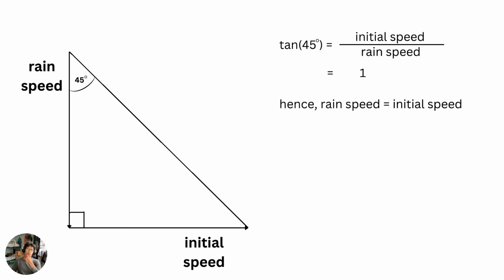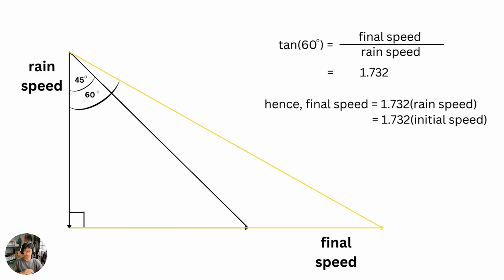So when we use tangent 45 degrees, okay, tangent is opposite over adjacent. So the opposite is the initial speed, the adjacent is the rain speed. So tangent 45 degrees is initial speed over the rain speed, which is equal to 1. So in that case, we now know that the rain speed has to be equal to the initial speed of the car. So now we do it for the final speed.